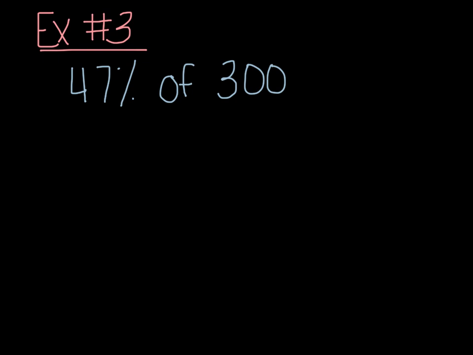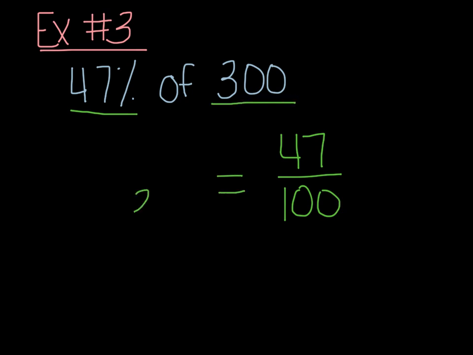Example number 3, again, we're going to use the same proportion. So we have 47%. We always put our percent over 100 equals 300 is our whole, and we're looking for our part because it says 47% of 300. So that means it's going to be somewhere around 50% of 300. So it's going to be about half of 300.